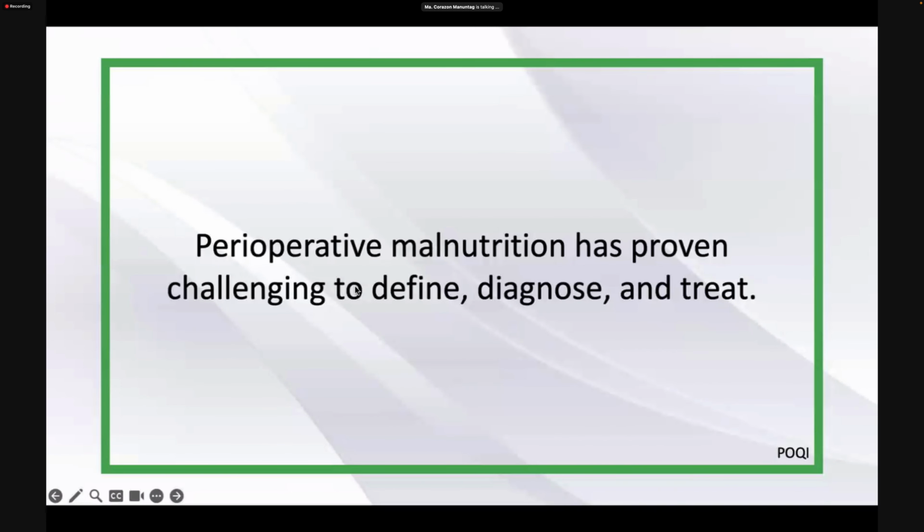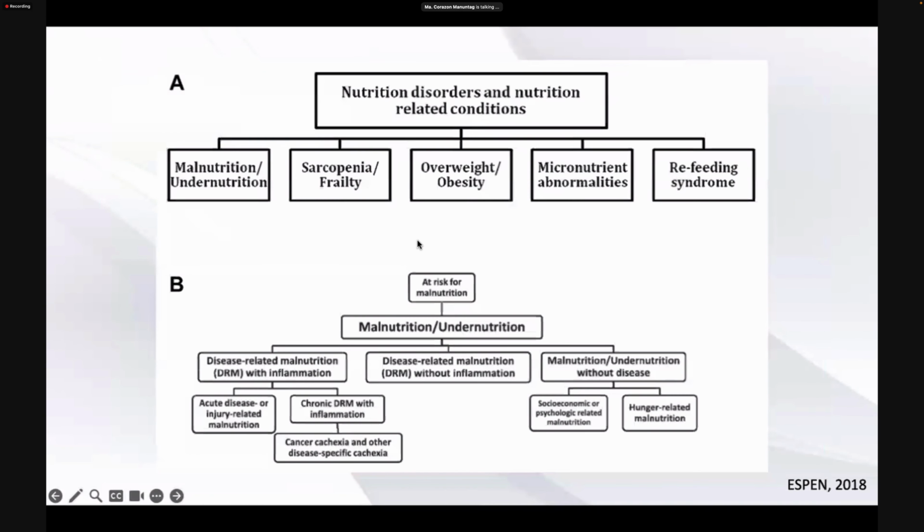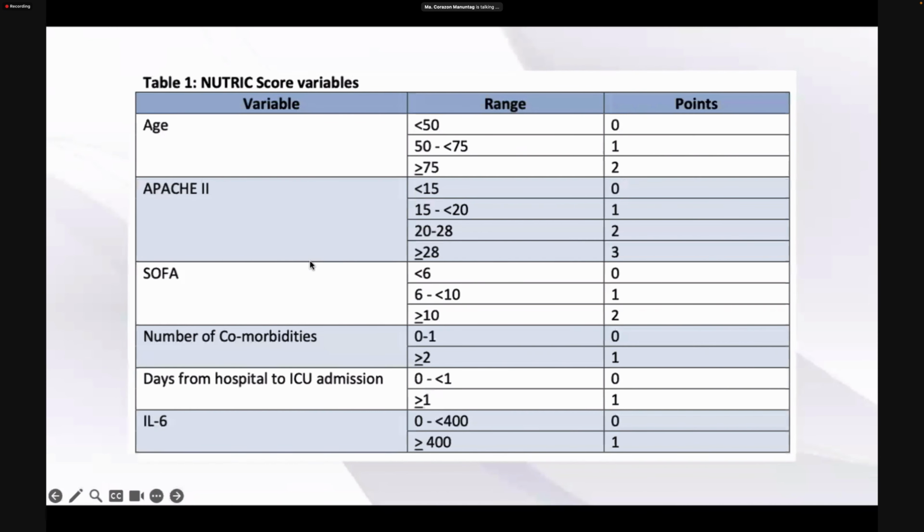So last will be nutrition. This is a very big part of your crit care part for your exam, because we have been able to identify that perioperative malnutrition has been proven challenging to define, diagnose, and treat, and it will spell a very different outcome for your patient if it is not managed properly. Nutrition upbuilding is very difficult to diagnose and even define, because malnutrition, undernutrition, frailty, sarcopenia, they're all different. But essentially, they all spell a worse outcome for our patients.